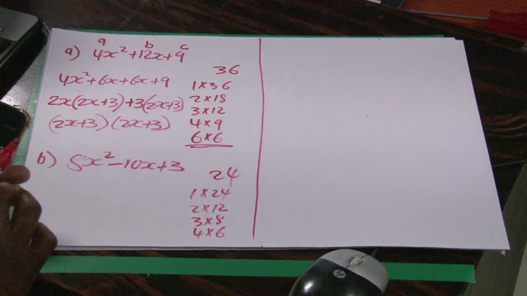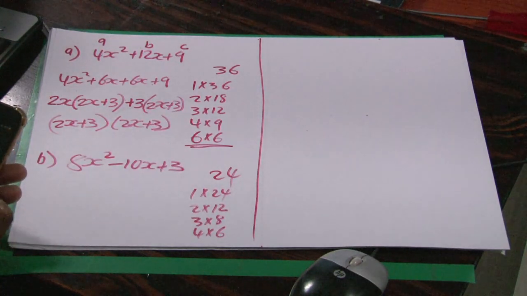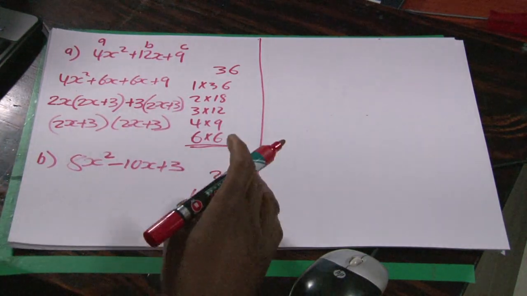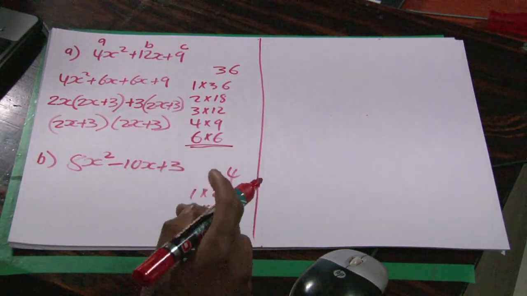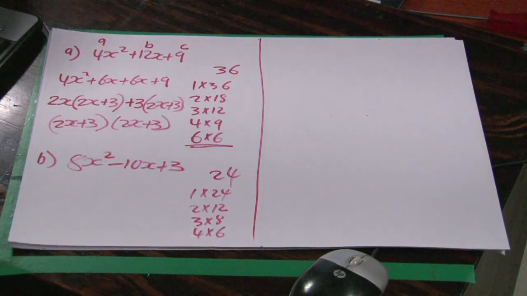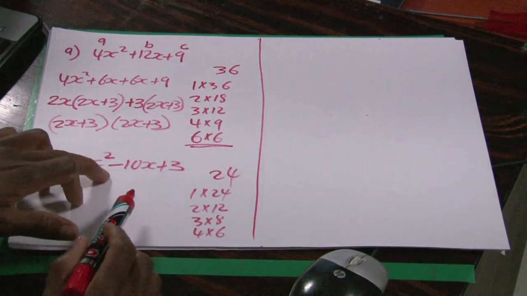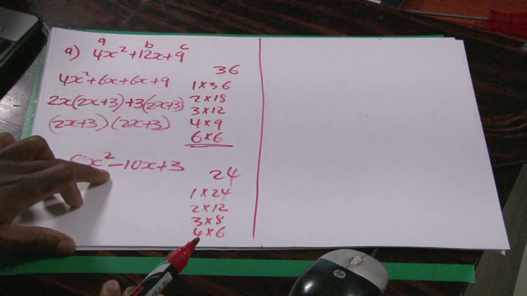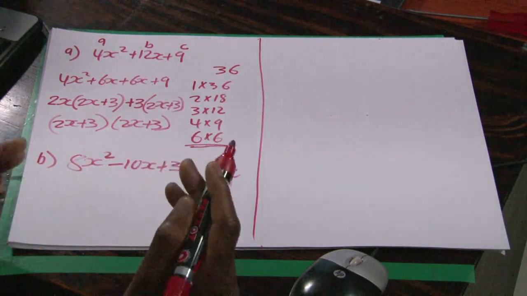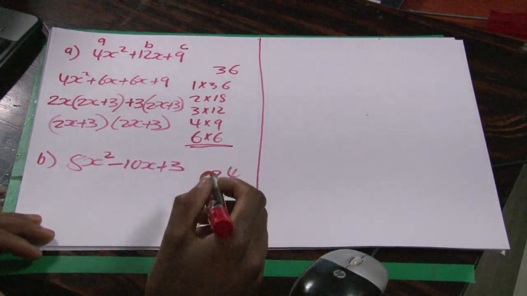How about 24 divided by 5? It can't work. 24 by 6, which you already have there. So these are the factors of 24. Which of these, when you add or subtract, will give you negative 10? Gives you negative 10 when you add them. But when you multiply them, should give you positive 24.